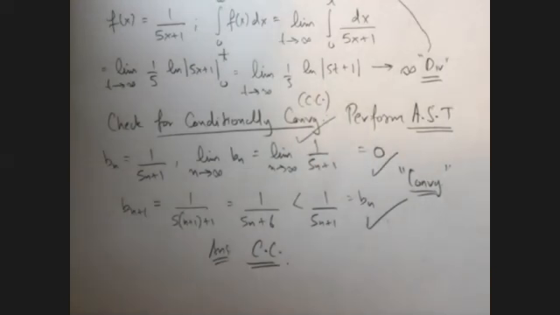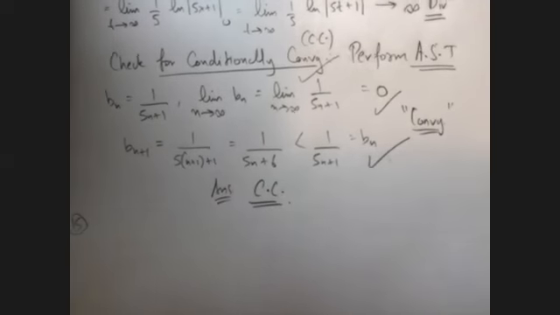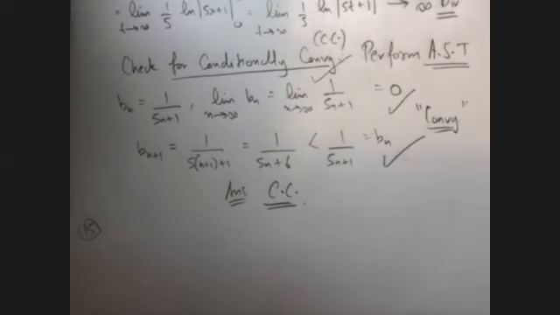Let's do another problem. Here we have to use the ratio test. Number 15. Use the ratio test to determine whether the series is convergent or divergent.